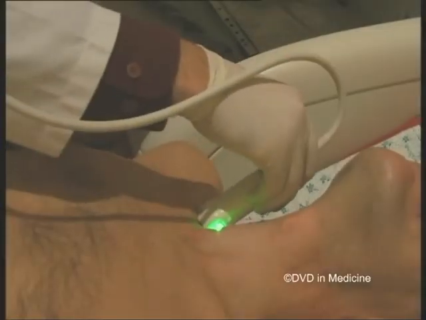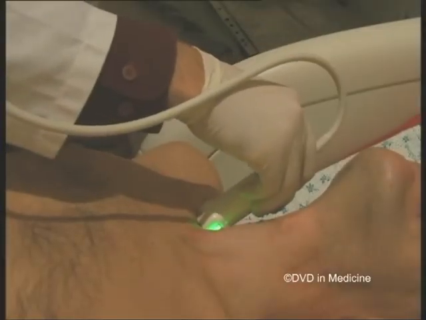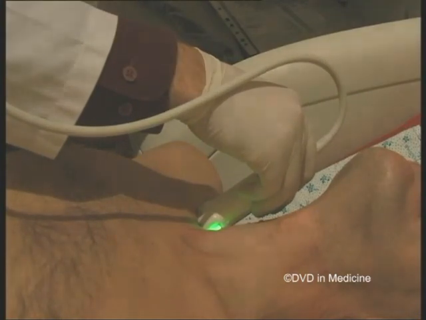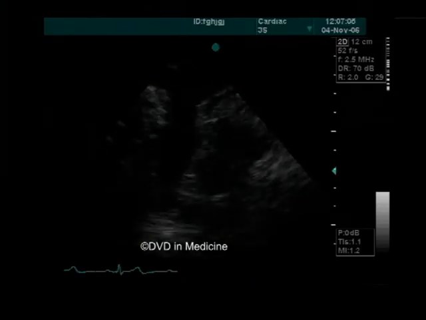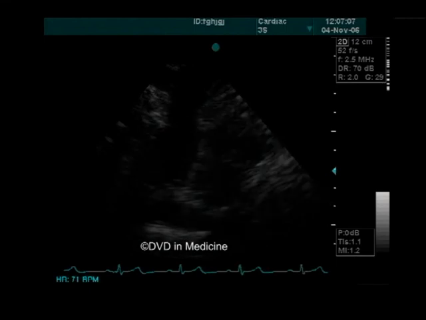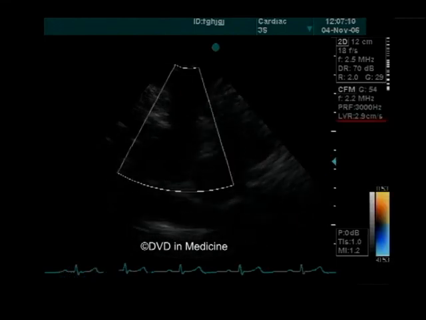If one places the transducer in the right supraclavicular pit and angles the scanning plane inferiorly, one can see the superior vena cava in all its length, from the connection of the brachiocephalic veins to the entrance of the superior vena cava into the right atrium.